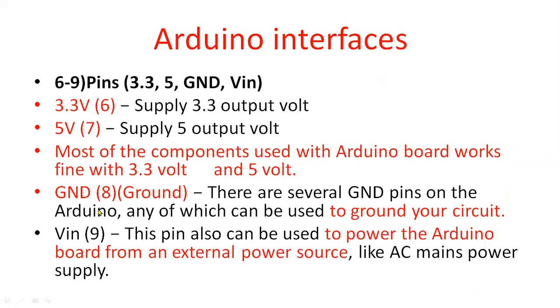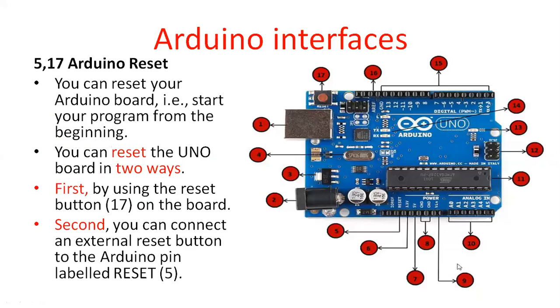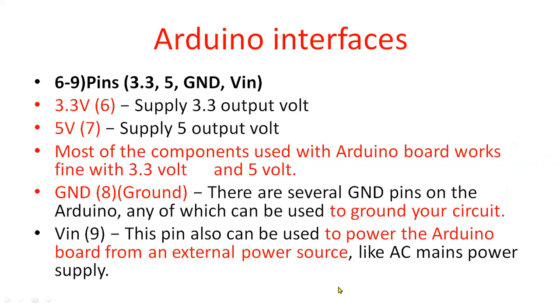And then coming to the 5 volts, the seventh pin indicates the 5 volts. Here you will identify the 5 volts pin. What is the necessity of 5 volts here? This 5 volts pin outputs the 5 volt supply. And then most of the components used in an Arduino board work fine with 3.3 volts and 5 volts.